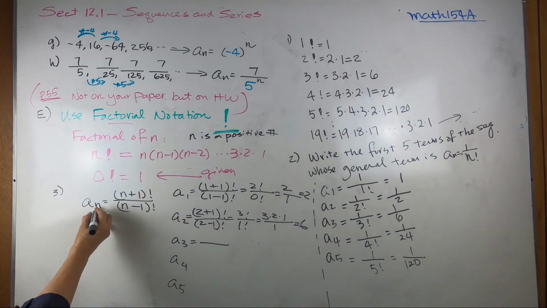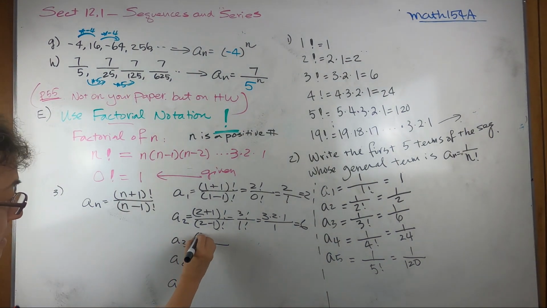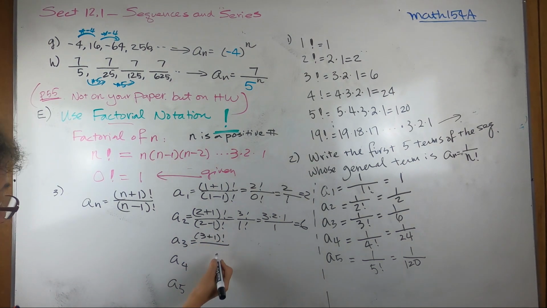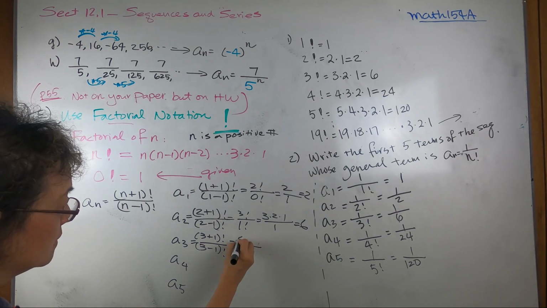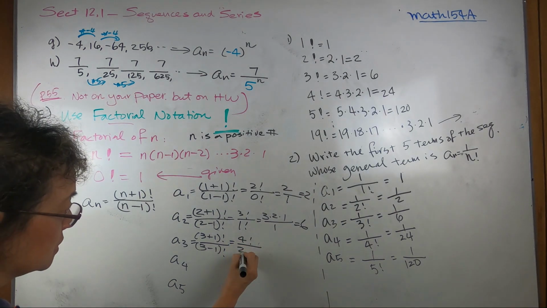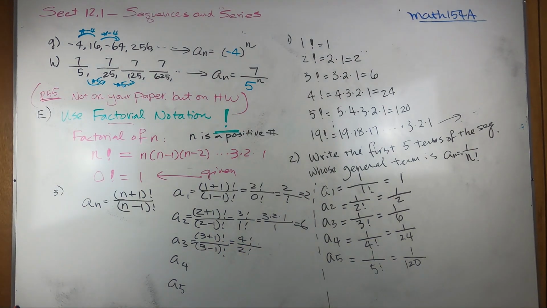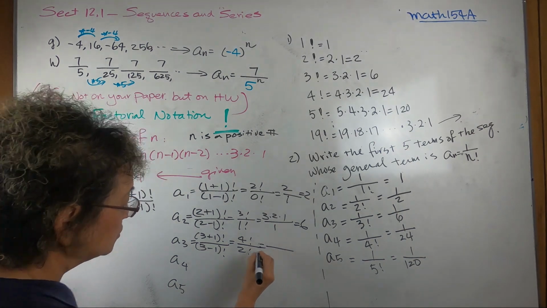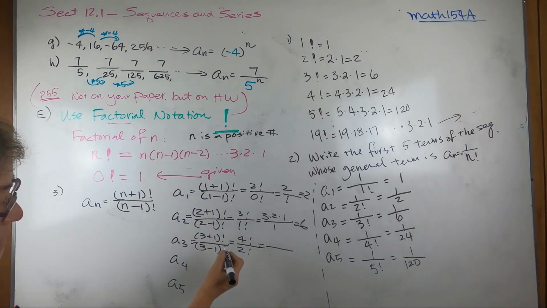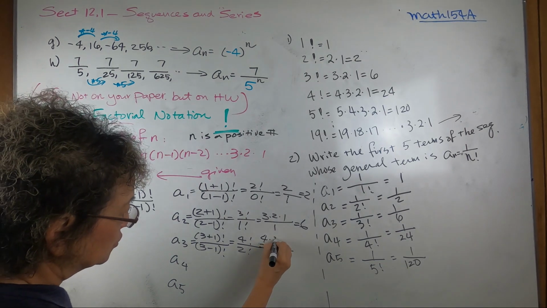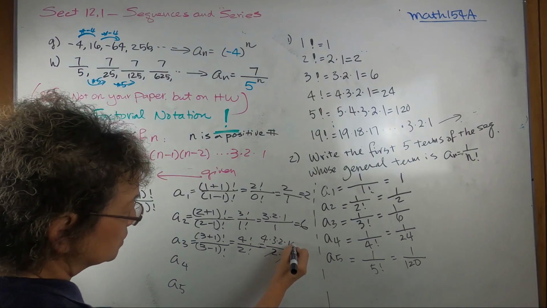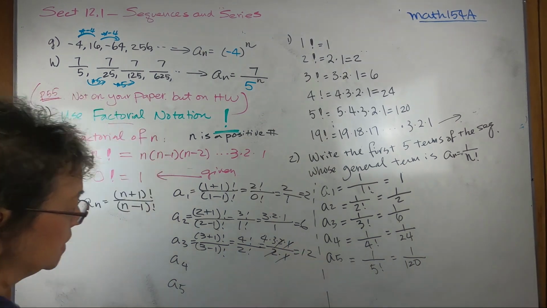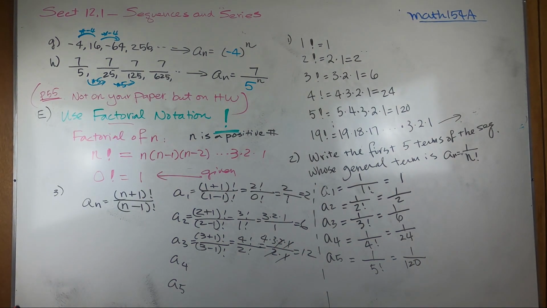A3 means what? n is 3. So you plug in (3+1)! over (3-1)!. That would be 4 factorial divided by 2 factorial, right? So you don't have to find the number if you spell it out. 4 factorial means this, 2 factorial means this. Then you can cancel out. You got 12. Following me?